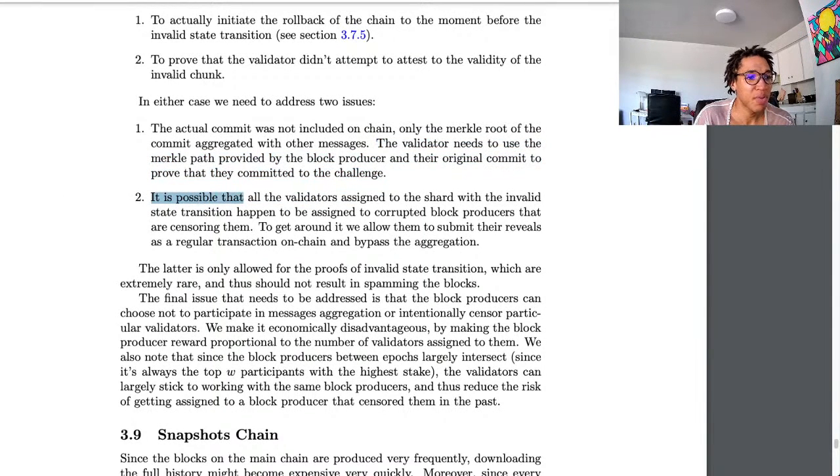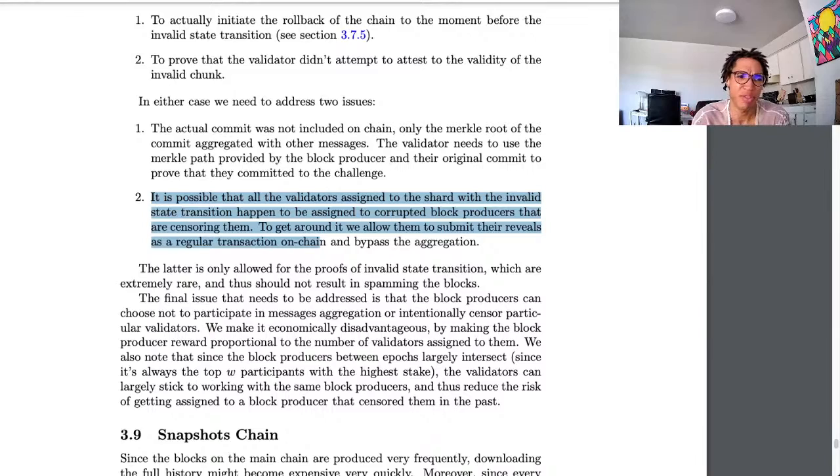Two, it is possible that all the validators assigned to the shard with the invalid state condition happened to be assigned to corrupted block producers that are censoring them. And this is where I think these networks have a lot more issues. It's like if the block producers decide to be jerks. Anyways, to get around it, we allow them to submit the reveals as a regular transaction on chain and bypass the aggregation. Very cool. So you can basically tell on the block producer on chain, and unless a bunch of block producers are colluding against you, then the one or two block producers shouldn't be able to.